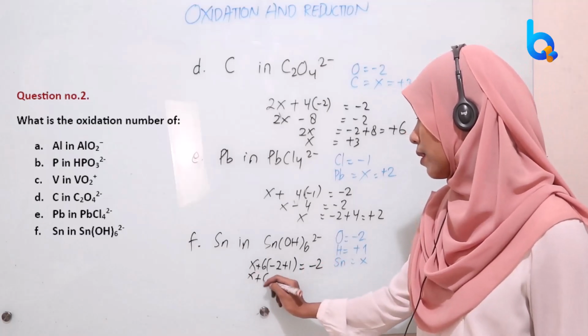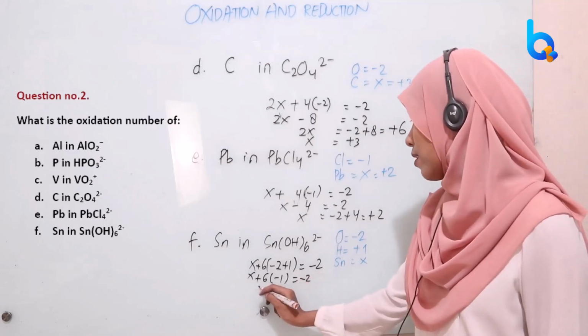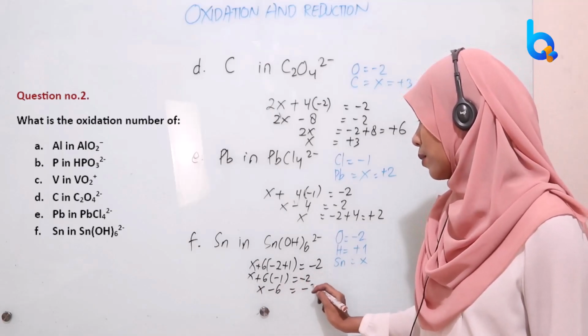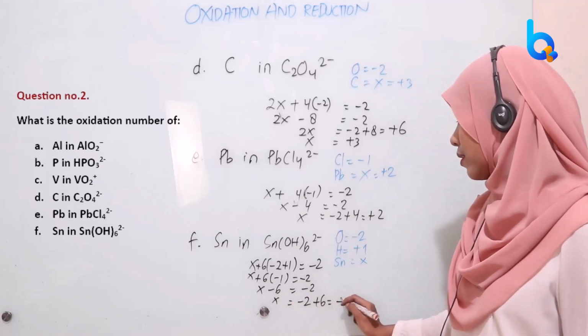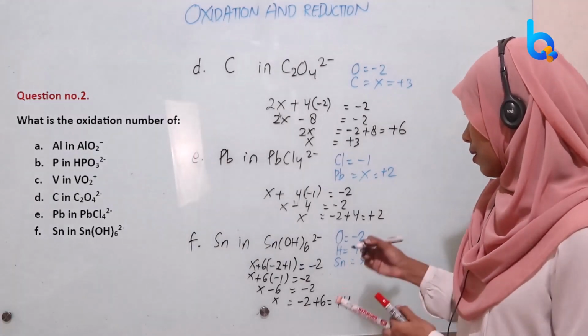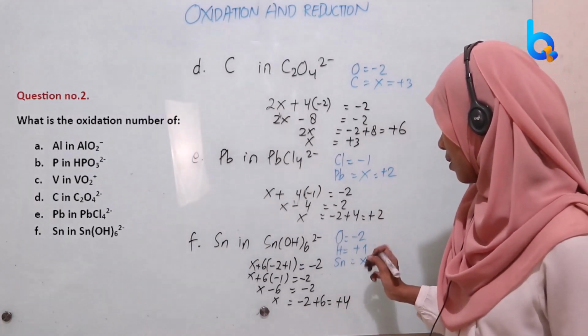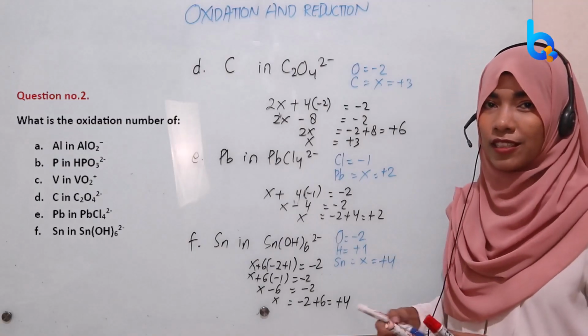X plus 6 inside the bracket will be -1 equals -2. So X minus 6 equals -2. X equals -2 plus 6, which is +4. So the answer will be +4. Okay, that's all for question number 2.